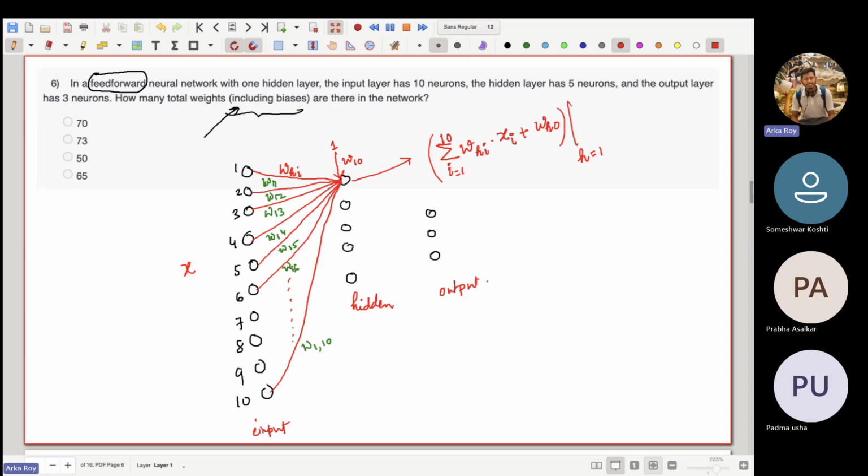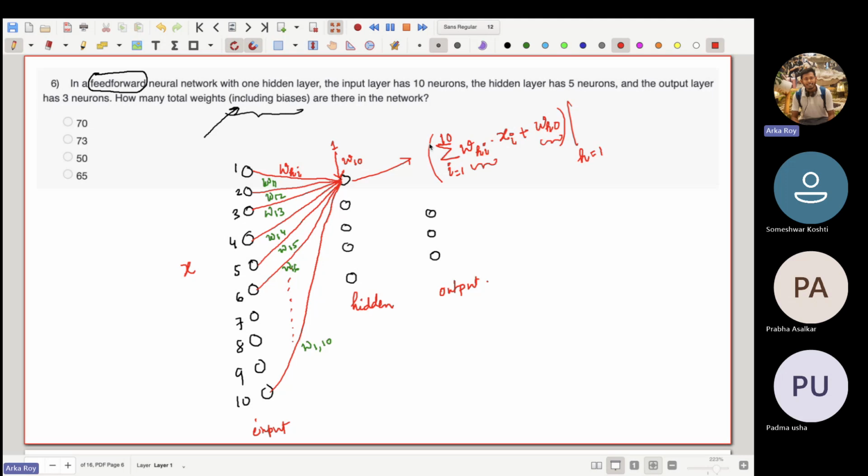So for this particular neuron only, how many weight values do we require? Over here we need 10 weight values. Over here we need another weight value. So 10 plus 1 equals 11. So for one neuron, we need 11 of these weight values.